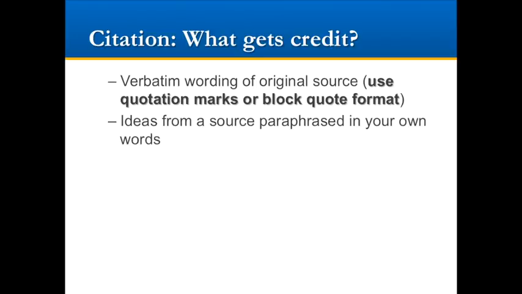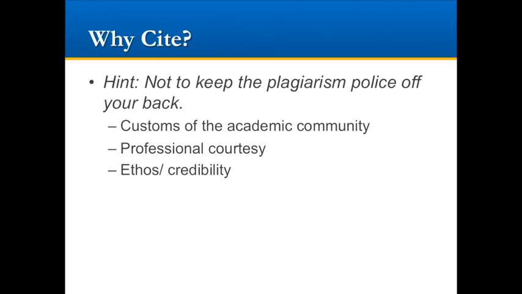Another thing that hasn't changed is what gets credit in your paper. You must indicate verbatim wording of an original source by placing that text in quotation marks or in a block quote. You must also credit ideas from others that you paraphrase in your own words. All this is discussed in your book and in the exercises about quotation, paraphrase, and summary. This is really not about plagiarism or cheating. It's about following the customs and conventions of the academic community, of which you're now a member by virtue of being enrolled in college. Not only is it professional courtesy, but it helps your ethos or credibility as a writer.